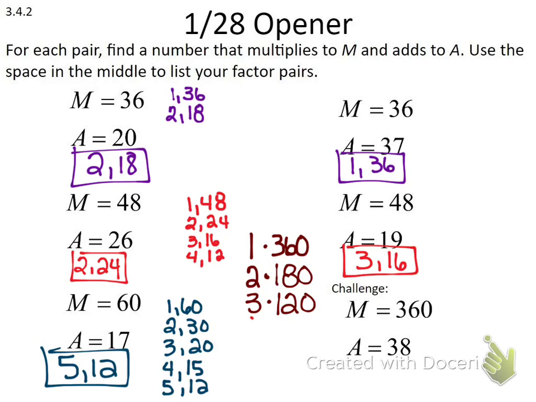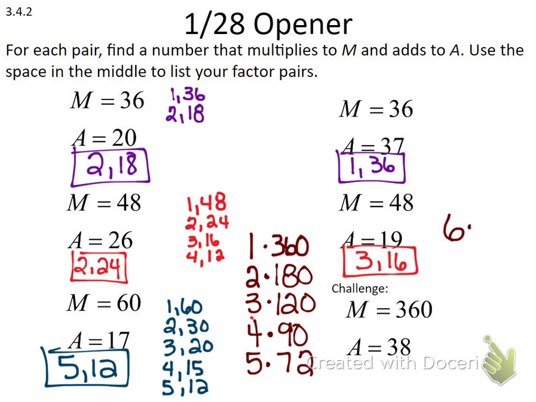4 times what equals 360? So what's 360 divided by 4, you guys? You guys got this. 4 times 90 will get me to 360. If I add those together, will it equal 38? Nope. What about 5? 72. Well, that's definitely not going to equal 38, is it? What about 6?